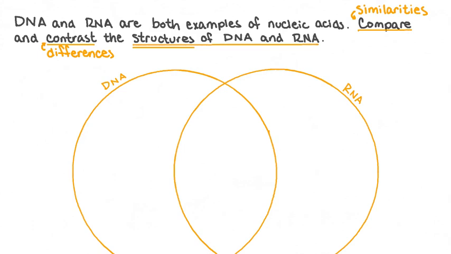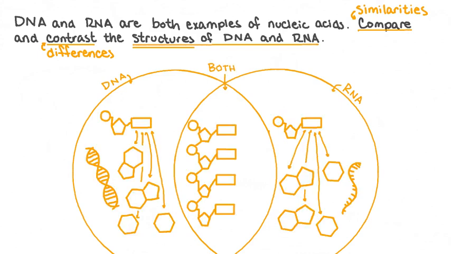Another way to organize your information is to make a Venn diagram with a circle for DNA, a circle for RNA, and information about both where the two circles overlap. I like a more visual approach, so I'm going to continue with the Venn diagram, but you can choose to use whichever method is most comfortable for you. I've also added some visual clues, which we'll annotate together before writing out our final answer.